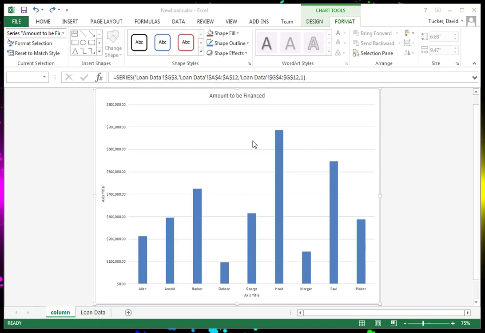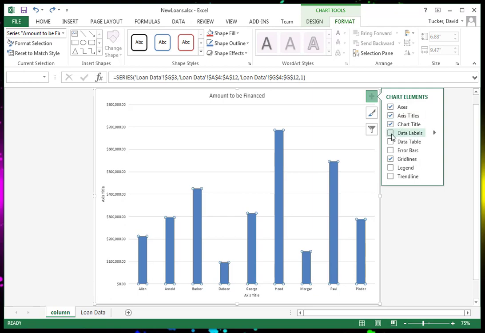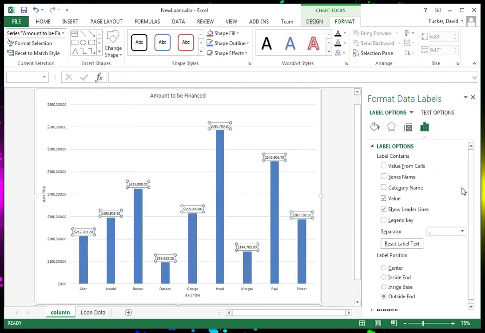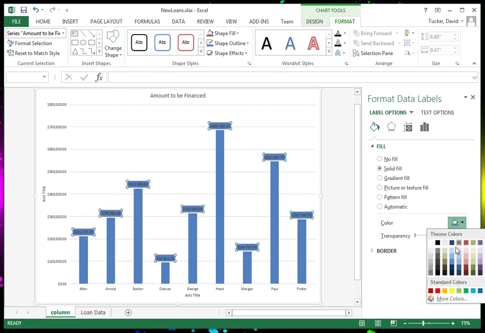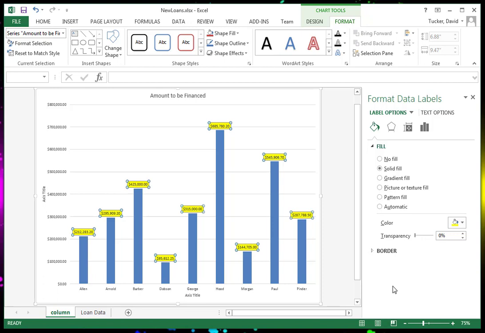Okay, and then we want to do the data labels. So I select the chart. I add data labels, go over here, some more options. I want to fill, solid, and I chose yellow. You could have chose anything you wanted to here if my mouse will cooperate with me. And that's it.